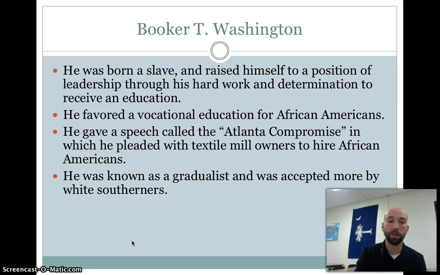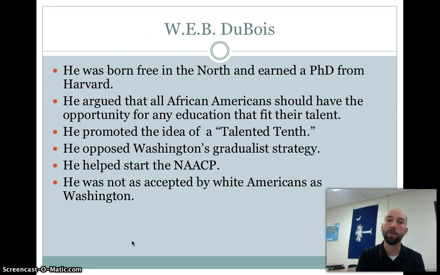So that's one approach, Booker T. Washington. The thing to really know is vocational education and that he's a gradualist. The next is W.E.B. Du Bois. W.E.B. Du Bois was born free in the North, and he earned a PhD from Harvard. So that kind of shapes his beliefs, just like Booker T. Washington being born a slave shaped his beliefs. He argued that all African Americans should have the opportunity for any education that fit their talent.